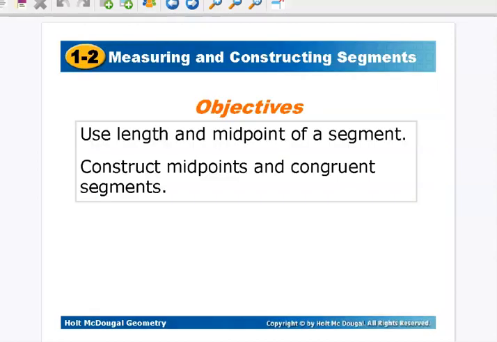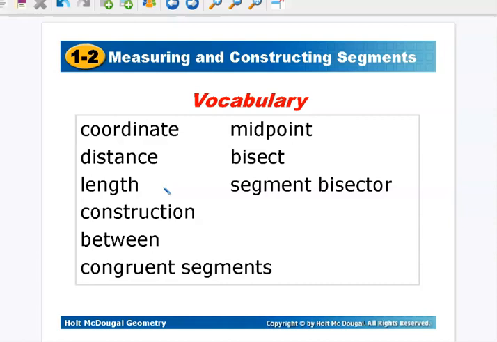Okay, so our objectives. Use length and midpoint of a segment, and we won't be doing this part here where we're constructing midpoints and congruent segments. We're going to leave the construction parts of the geometry class till towards the end, so we'll skip through this today. And your vocabulary that we'll go over. Take a look. Got lots of different vocabulary words today to review. Some of these you'll be aware of, and some will be new.